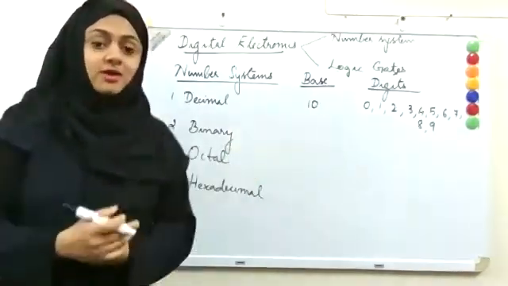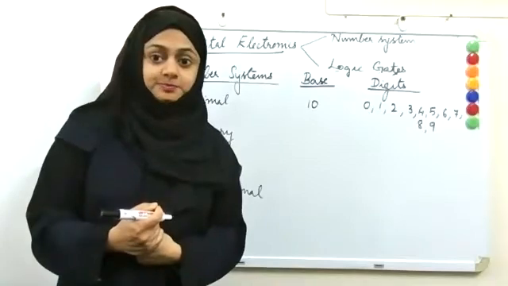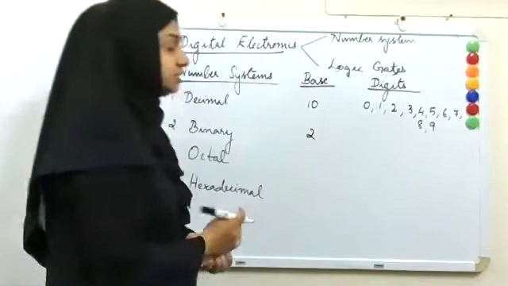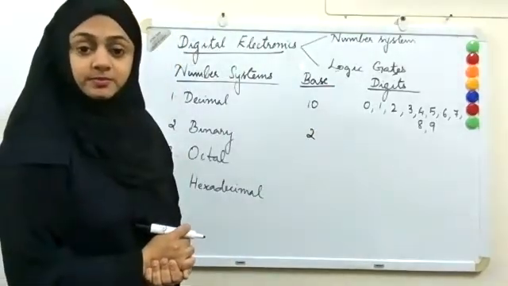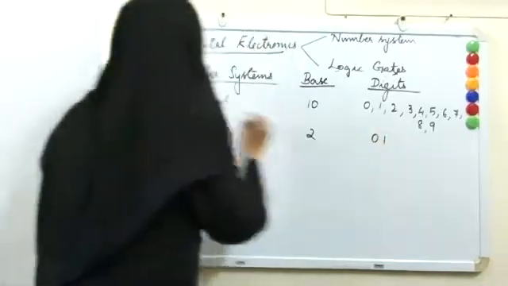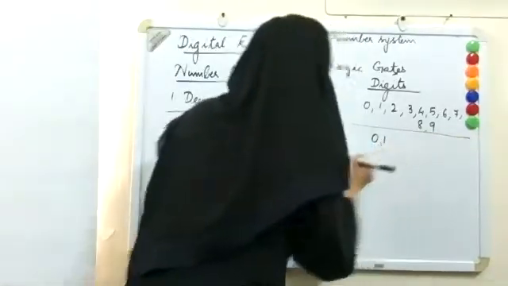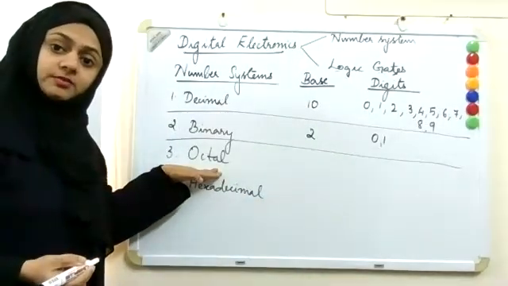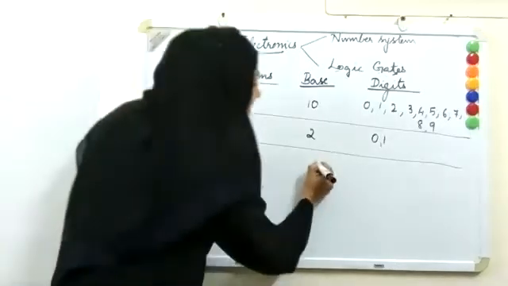So in binary, what is the base? 2. And what are the two digits used in binary number system? 0 and 1. Now, what is the base for octal system? 8. And what are the digits used?